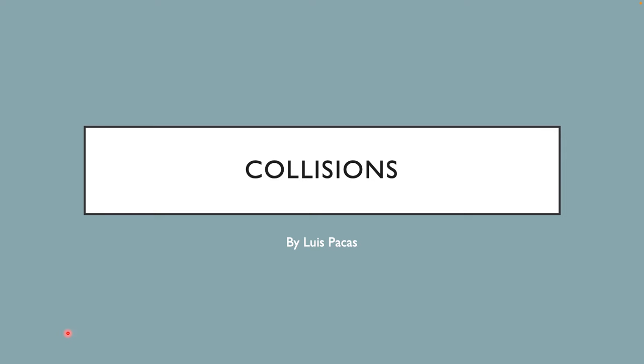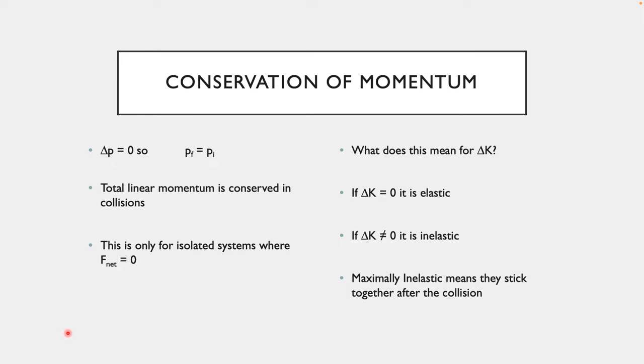For lab 5, I've chosen to do collisions. So my objectives: I want to show the conservation of momentum. So the change in momentum equals 0, so the final momentum equals the initial momentum. And the total linear momentum is conserved in collisions.